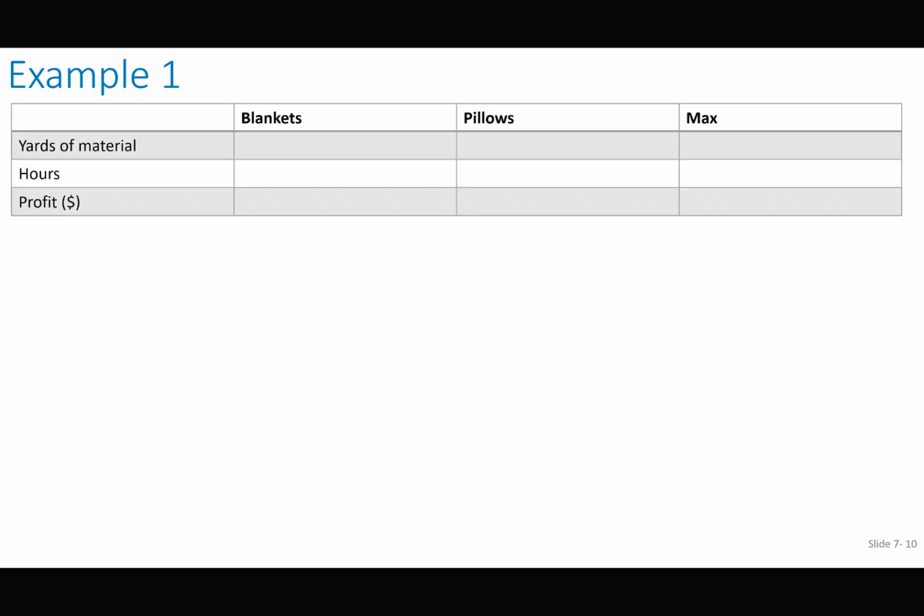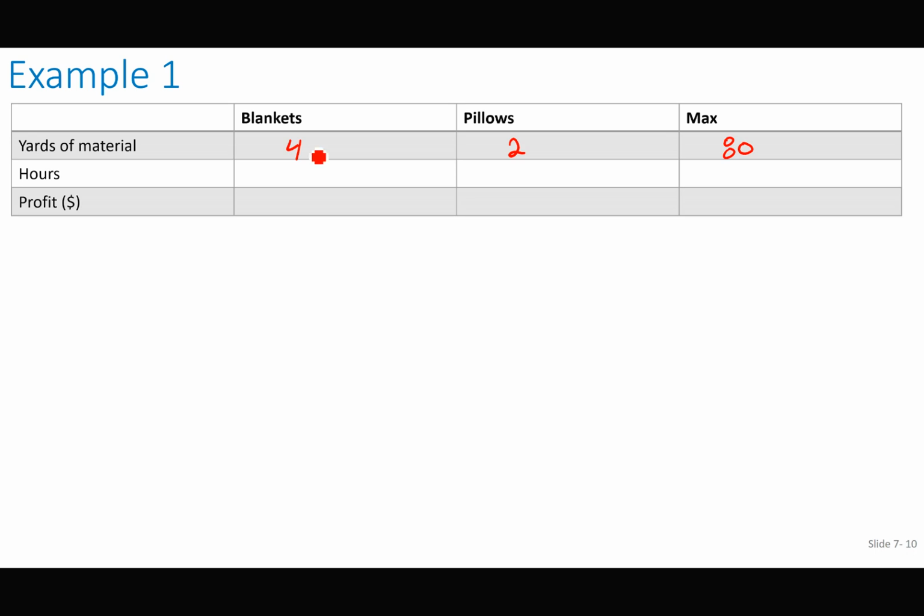Okay, so step one when we had that checklist was to make a table. So, yards of material. For my blanket, I had 4. For my pillows, I had 2. And my max number was 80. So 4 yards for each blanket, 2 yards for each pillow, and my max was going to be 80.